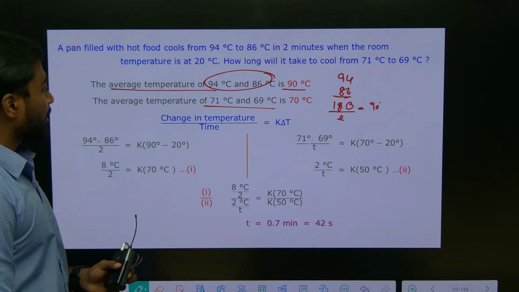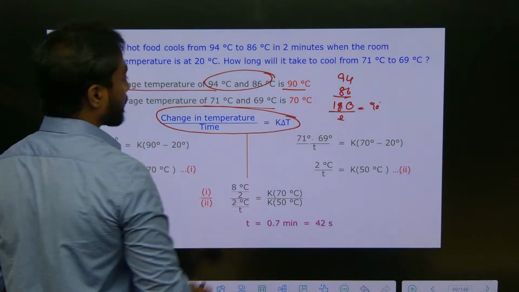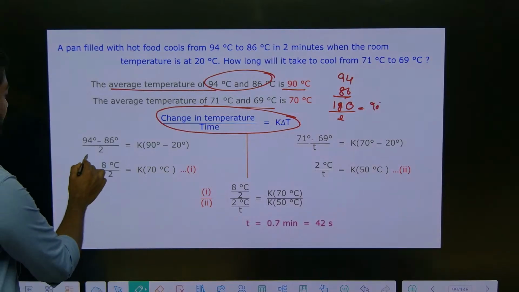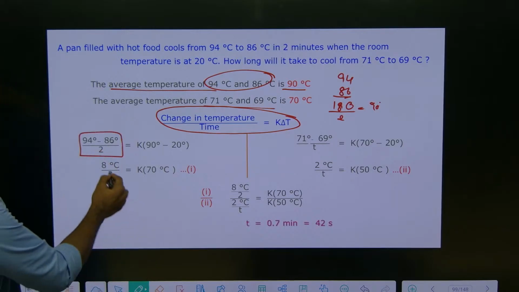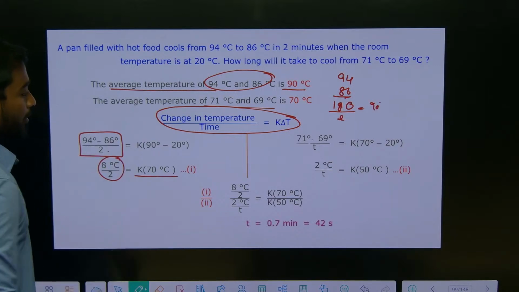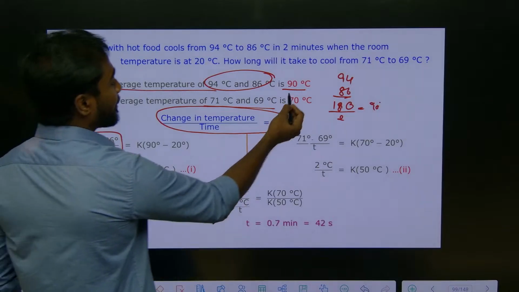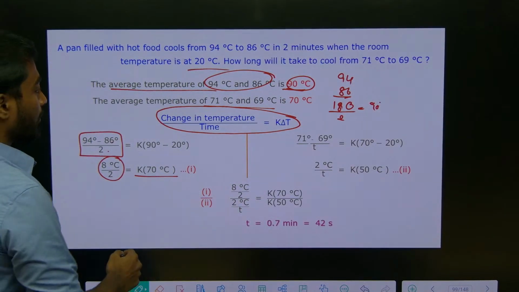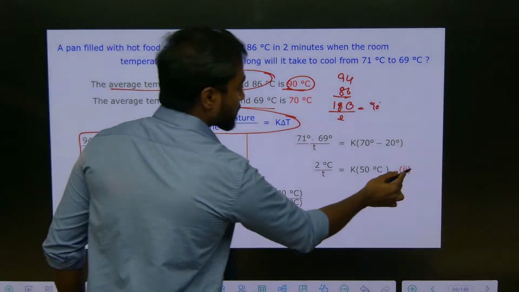The change in temperature divided by the time is equal to K into delta T. So we take 94 minus 86 divided by 2, which equals K into delta T. Why are we taking 2 minutes? Because 8 degrees by 2 equals K into 70 degrees Celsius. The room temperature is also being considered, so we take the average temperature and subtract the room temperature. This is equation number 1 and this is equation number 2.